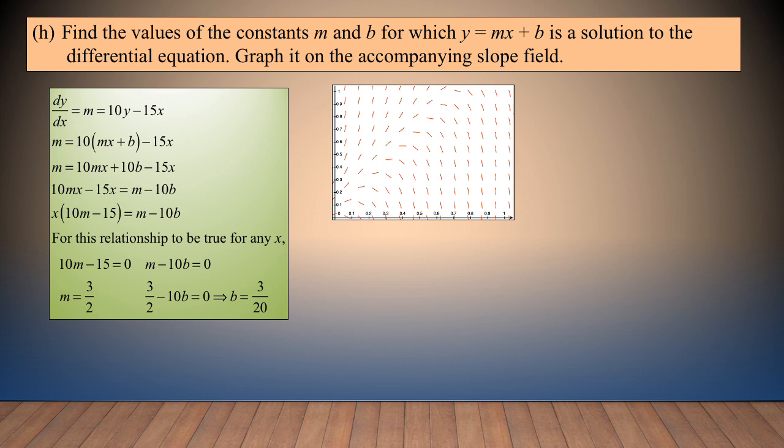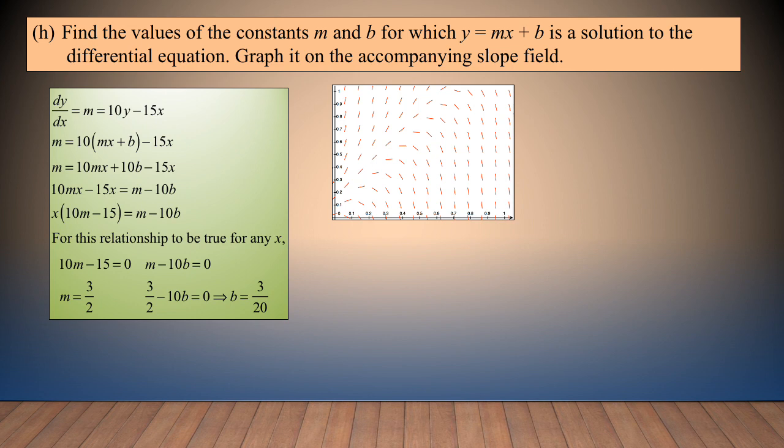We start with saying that dy/dx is the slope of the line, and that we know it is equal to 10y minus 15x. So we then use that m is equal to 10 times y, which is mx plus b, minus 15x. Multiplying out, we get m equals 10mx plus 10b minus 15x. This is a relationship, but it's not quite clear what we're supposed to do with it. We write 10mx minus 15x is equal to m minus 10b. And x, therefore, times the quantity 10m minus 15 has to equal m minus 10b.